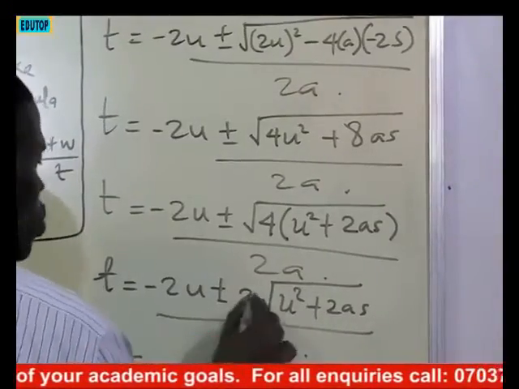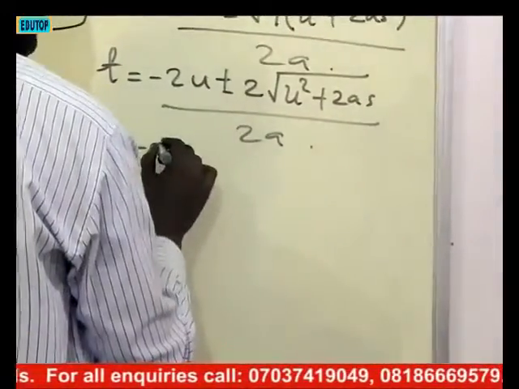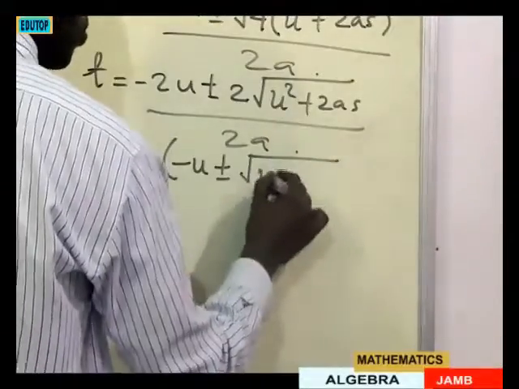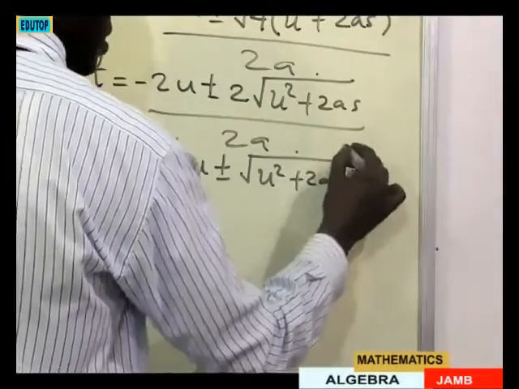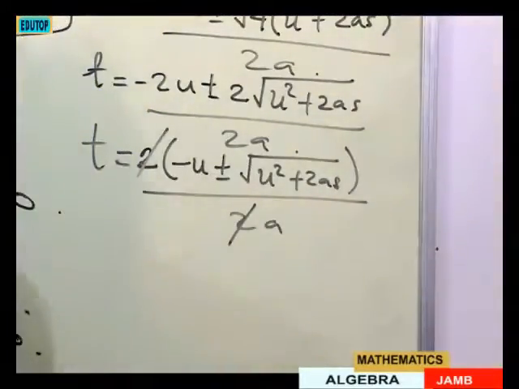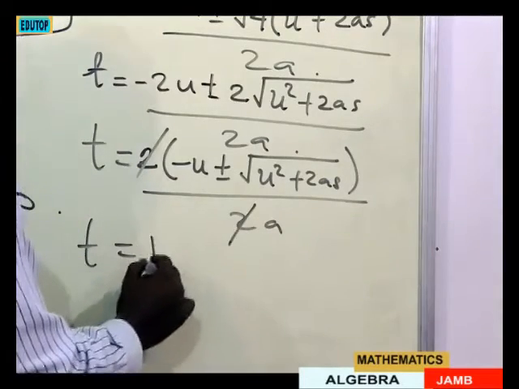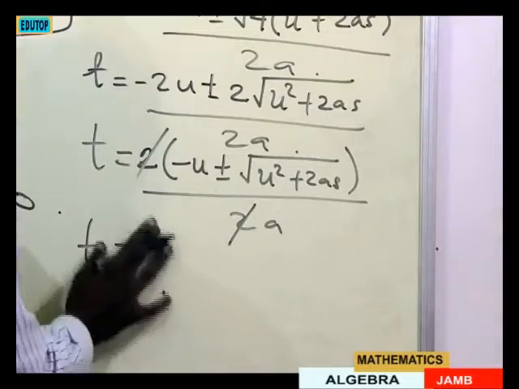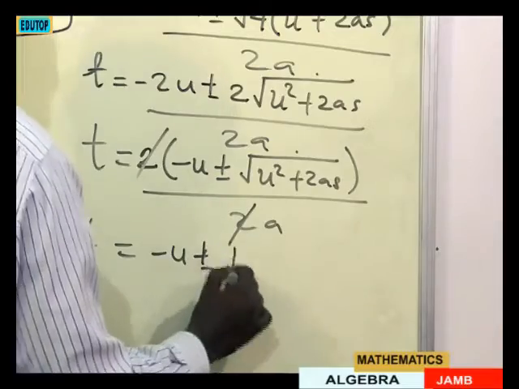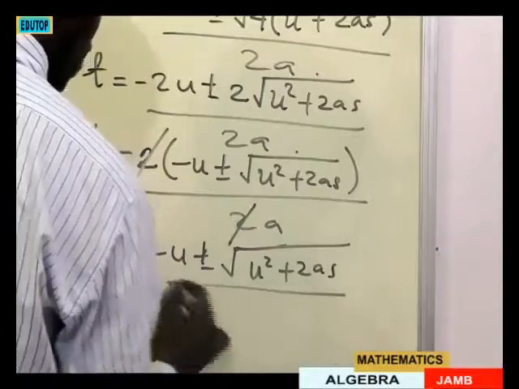I have t equals to 2 is common to this. I can bring t and I can bring the 2 out. So I have 2 will be left with minus u plus or minus square root of u squared plus 2as over 2a. Then this a can cancel this, these 2 can cancel this 2, then I will be left with t equals to, I have 1 over a, let me write it this way: minus u plus or minus square root of u squared plus 2as over a.